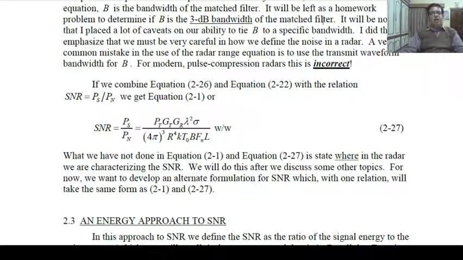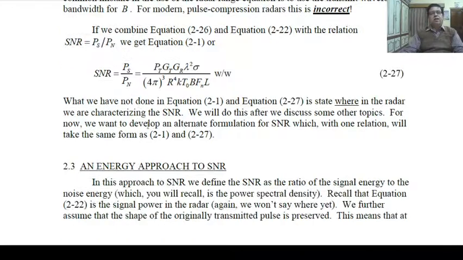If we combine equations 2.26 and 2.22, our signal to noise ratio, Ps upon Pn, becomes SNR equal to Ps upon Pn equal to PT GT GR lambda squared sigma upon (4 pi) cubed R to the fourth k T0 B Fn L.